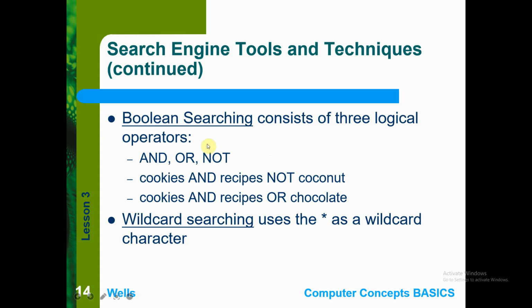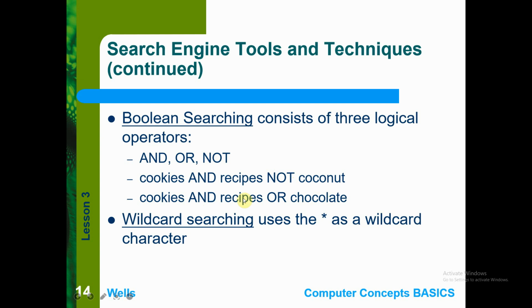So we'll have these two keywords, cookies and recipes. With AND, both of them must appear, and with NOT, the result will not have the coconut keyword. But the results will have these two keywords, cookies and recipes.